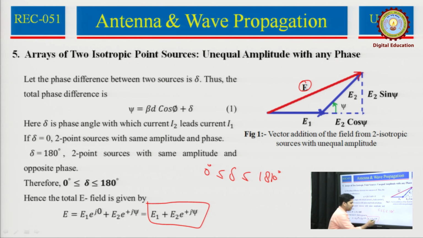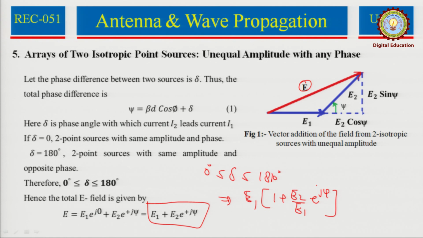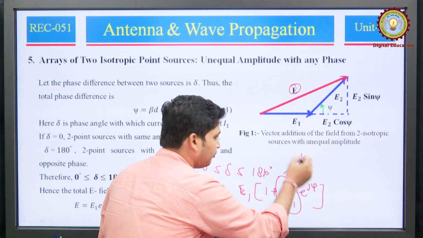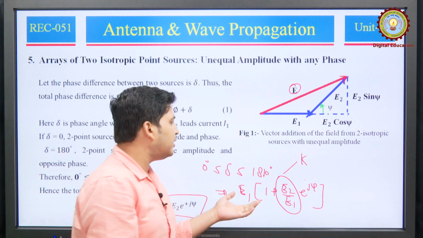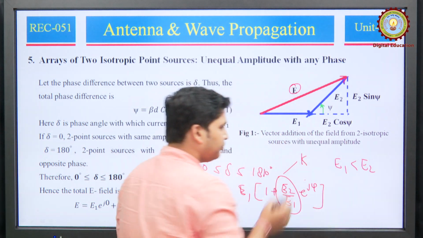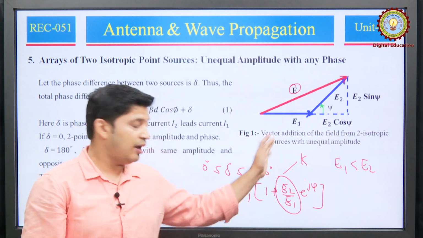Now, we can simplify this further. We can take E1 common, so we have E1 into 1 plus E2 divided by E1 into e^(j psi). Earlier E1 and E2 were both equal, that is why it cancelled out, but not now. In this case we consider some other factor k, and we also consider that E1 is greater than E2 or E2 is greater than E1, whichever you want. That is why these are two different amplitudes.